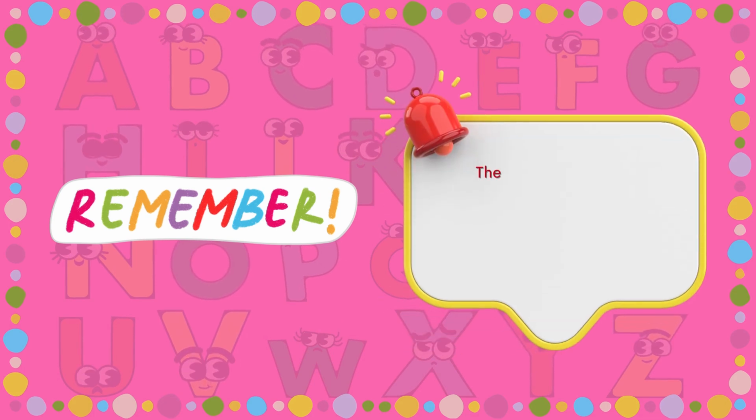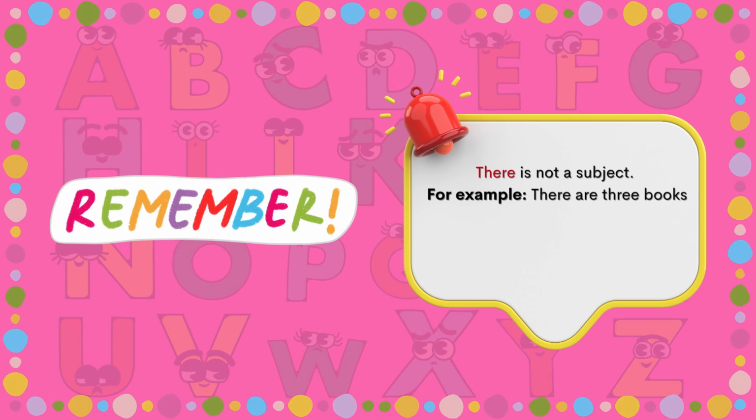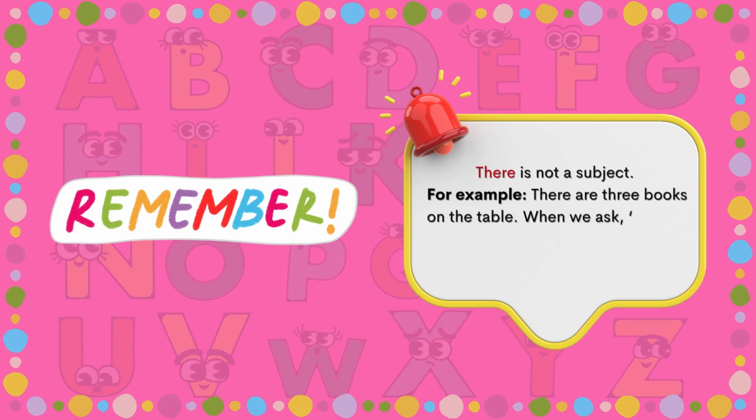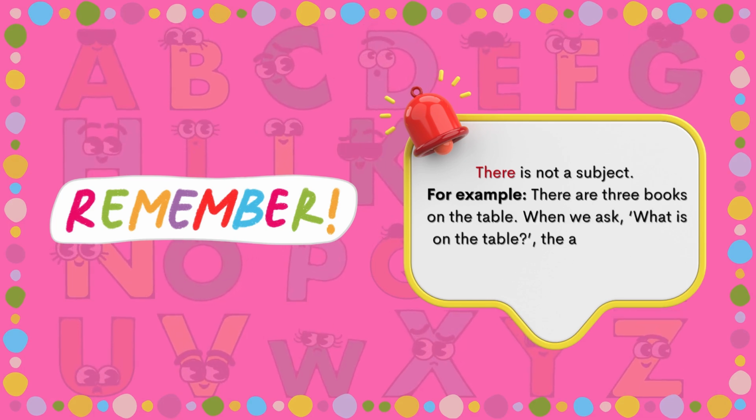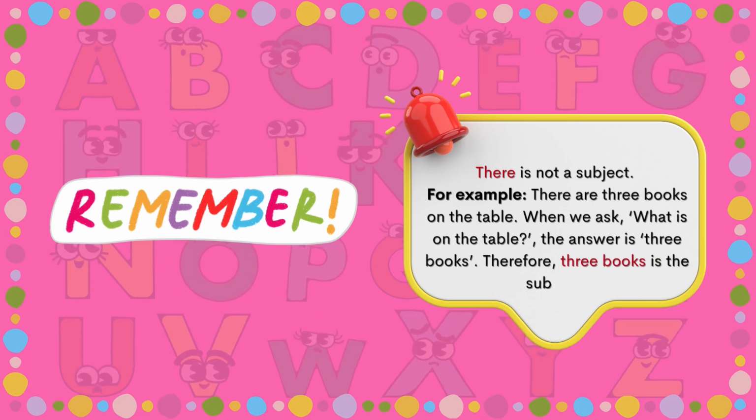Remember, there is not a subject. For example, there are 3 books on the table. When we ask what is on the table, the answer is 3 books. Therefore, 3 books is the subject.